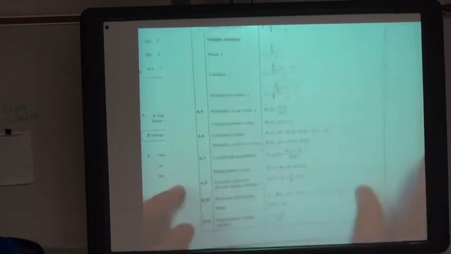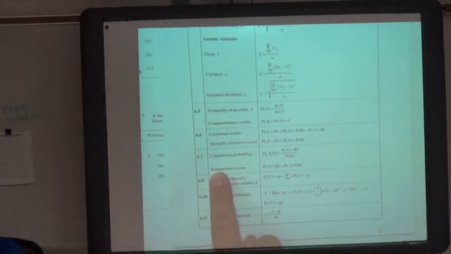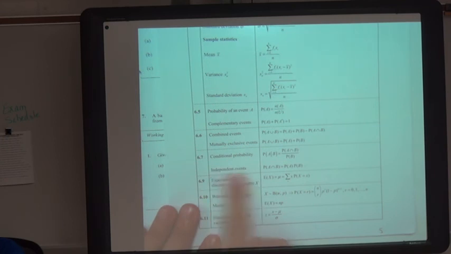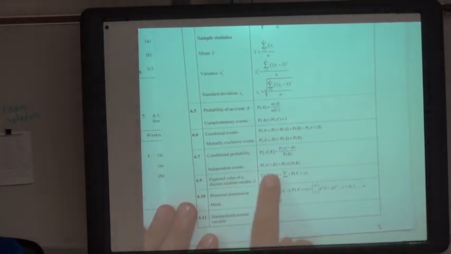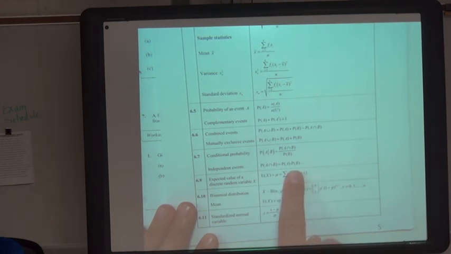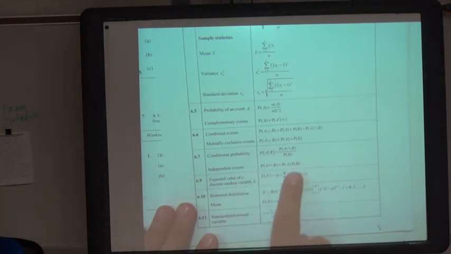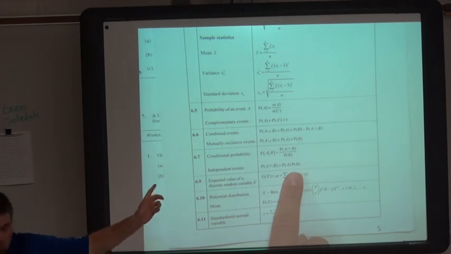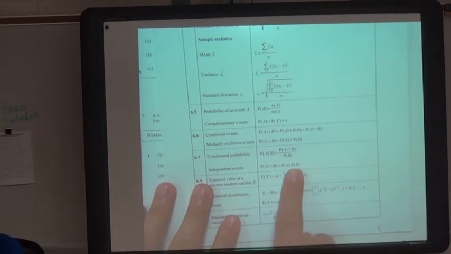When you look at your formula sheet and it says independent events, because this is what you're going to do. You're going to be on the test, you're going to see independent, you're not going to remember, so you look at your formula sheet, right? This is what it says next to it: independent events only happen if the intersection, A and B, equals the multiplication of the two probabilities. In that instance up there, those would not be independent events because the intersection is not equal to the multiplication of the two.